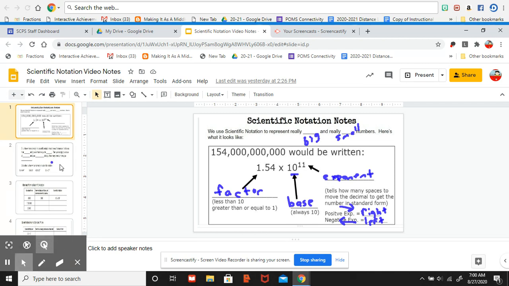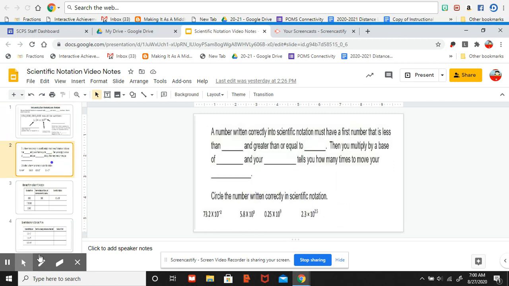So we're going to review very briefly on the next part of your notes. Remember that a number written correctly in scientific notation must have a number that is less than 10 and greater than or equal to 1, so between 1 and 10. Then you multiply by a base of 10, and your exponent tells you how many times to move your decimal point.